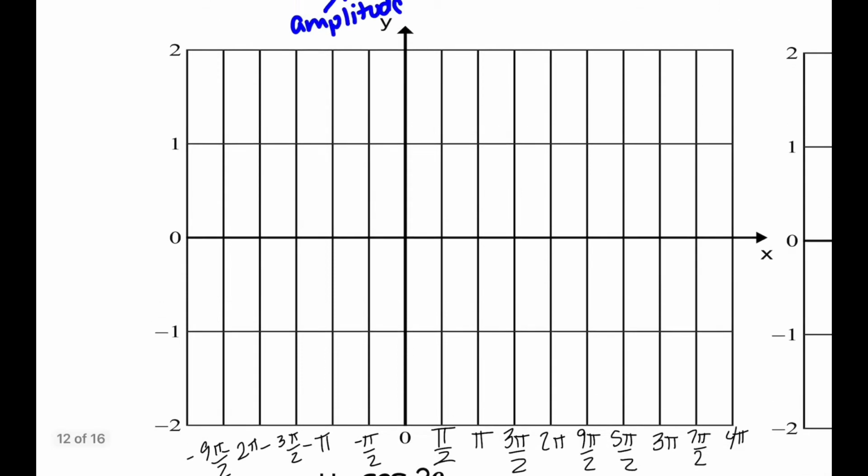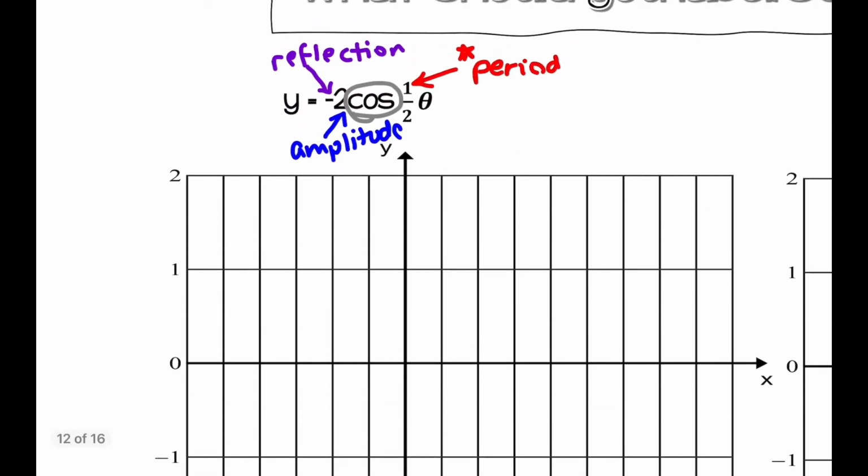Now the reason why we would do that is because of the period change. So let's look at what that means. Remember that the standard period is 2 pi. If b is different, you have to divide 2 pi by that number. So 2 pi divided by 1/2, that doesn't mean 2 pi divided in half. It's 2 pi divided by 1/2. Dividing by 1/2 means multiply by the reciprocal. So our period is 4 pi.